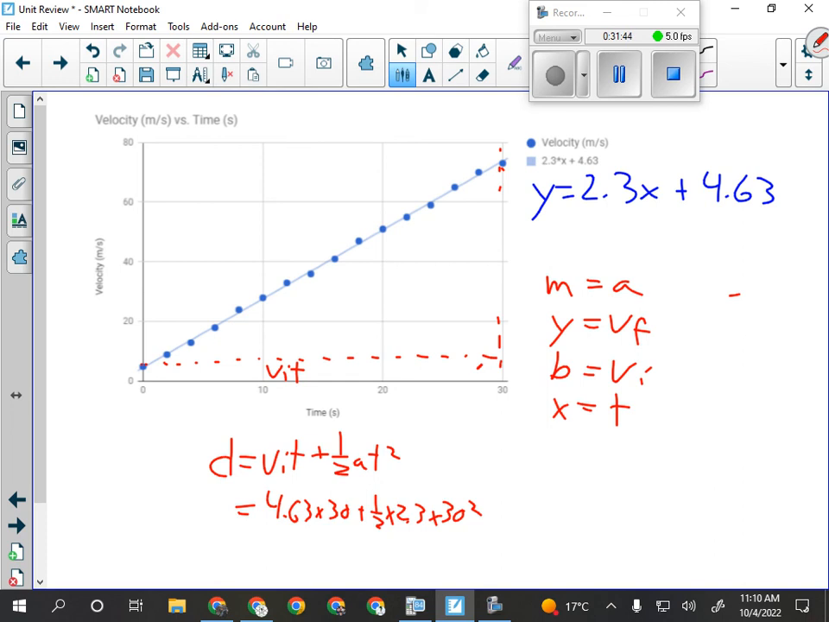All right, what if this graph was irregular? So it wasn't just a nice sloped line like that. Would it change what I do?